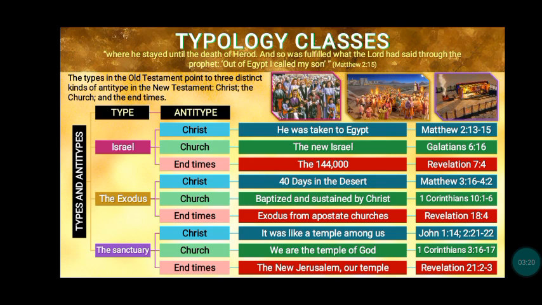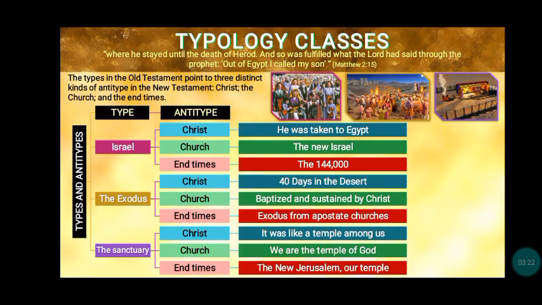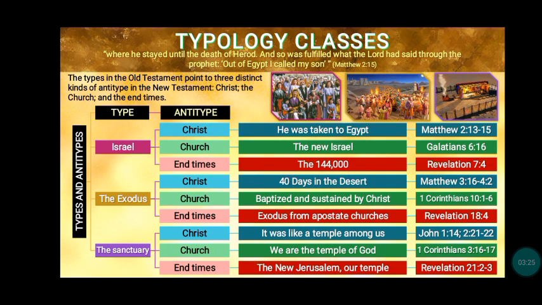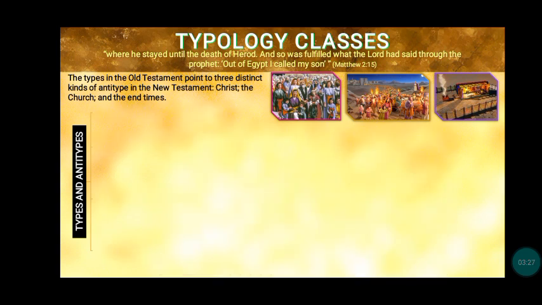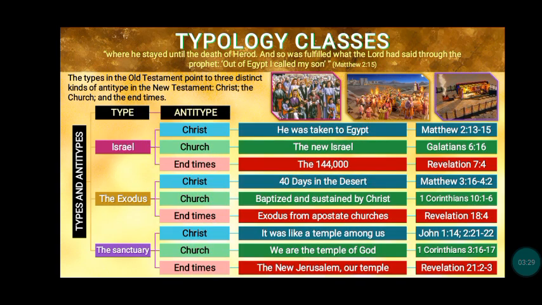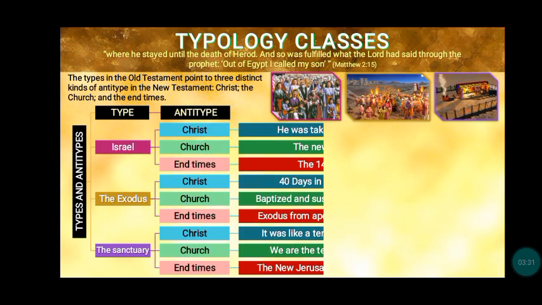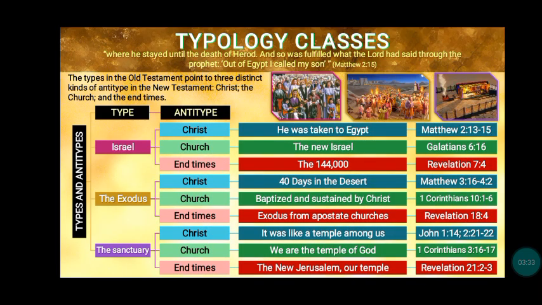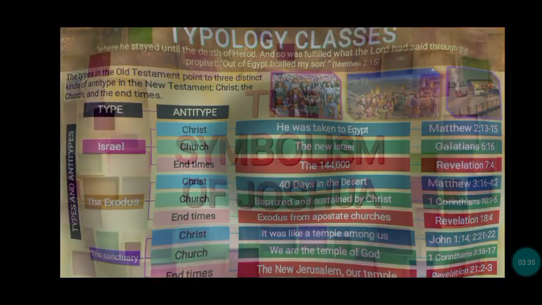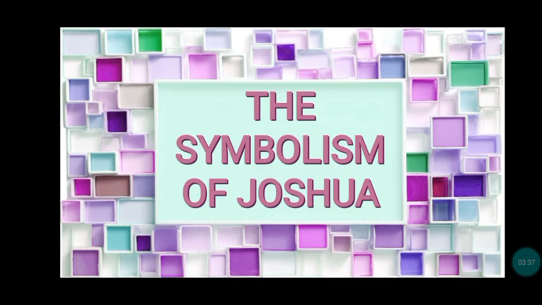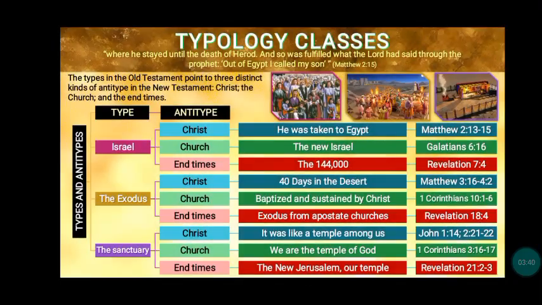Messiah, 40 days in the desert. Church, baptized and sustained by Messiah. End times, exodus from apostate churches. Messiah, it was like a temple among us. Church, we are the temple of Elohim. End times, the new Jerusalem, our temple.